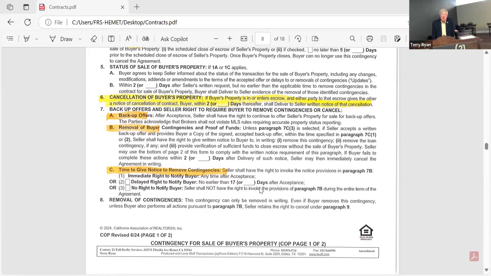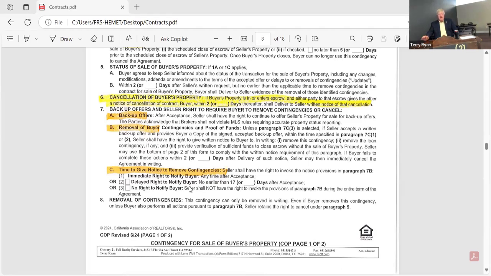C1 defaults to immediate right to notify buyer anytime after acceptance. So what that is, I left it on for backup offers and I get a backup offer that is good and I'm willing to accept, then that first one allows you to let the buyer's agent know immediately that we've accepted another offer. And they have 2 days to remove the contingency for sale of a buyer's property. They actually have 2 days, so that's not quite immediately, but they can immediately notify you of that, and you have 2 days.